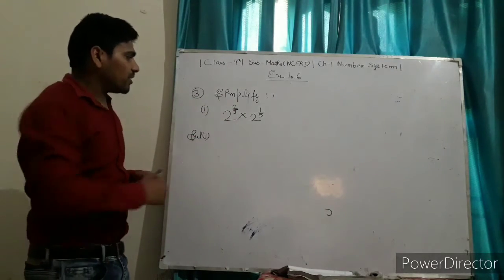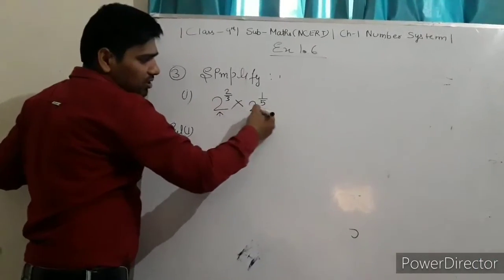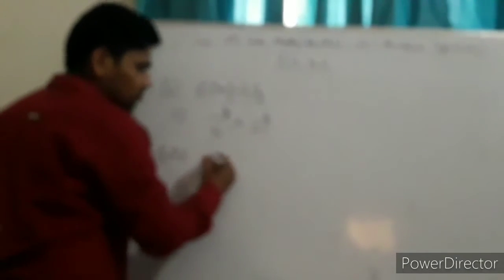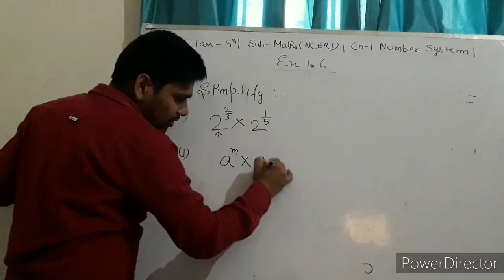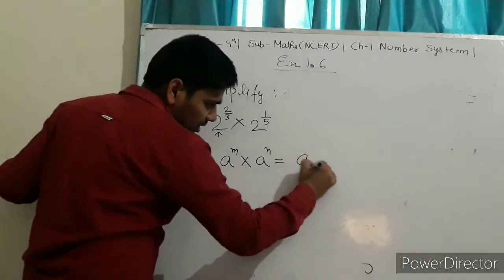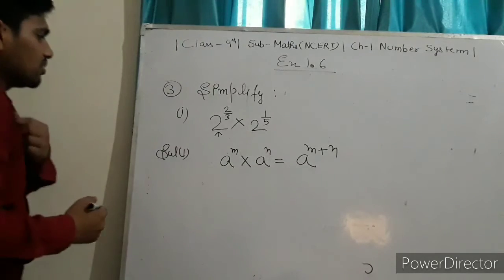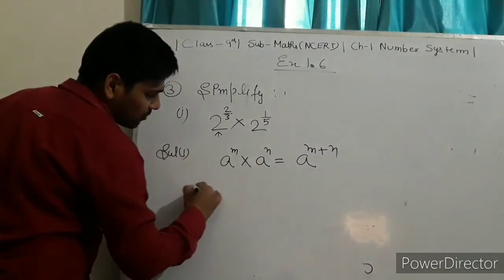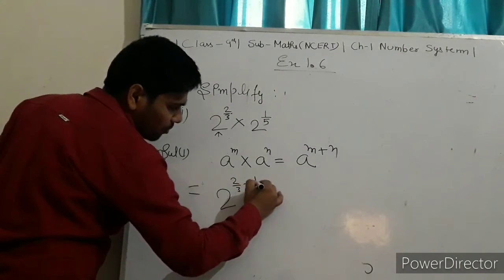It is saying simplify. This is 2 raised to power 2 upon 3, into 2 raised to power 1 upon 5. So you know student, if there is a raised to power m into a raised to power n, the result is a raised to power m plus n. This is an identity. Similarly, for 2 raised to power 2 upon 3 times 2 raised to power 1 upon 5, the result will be 2 raised to power 2 upon 3 plus 1 upon 5.